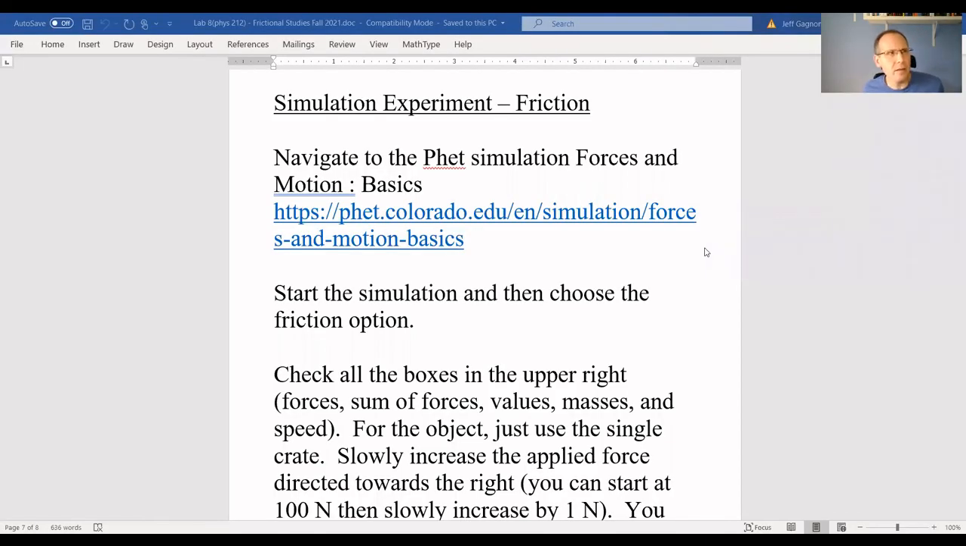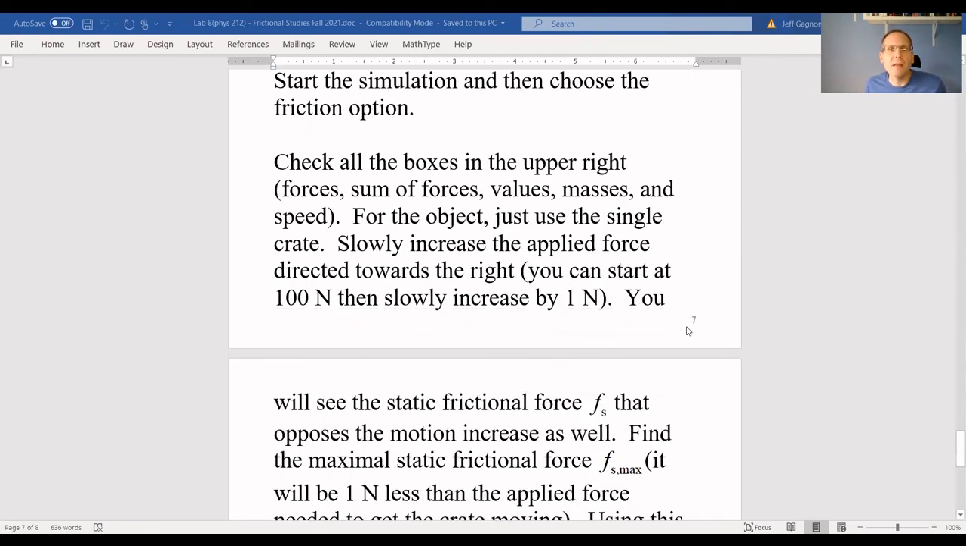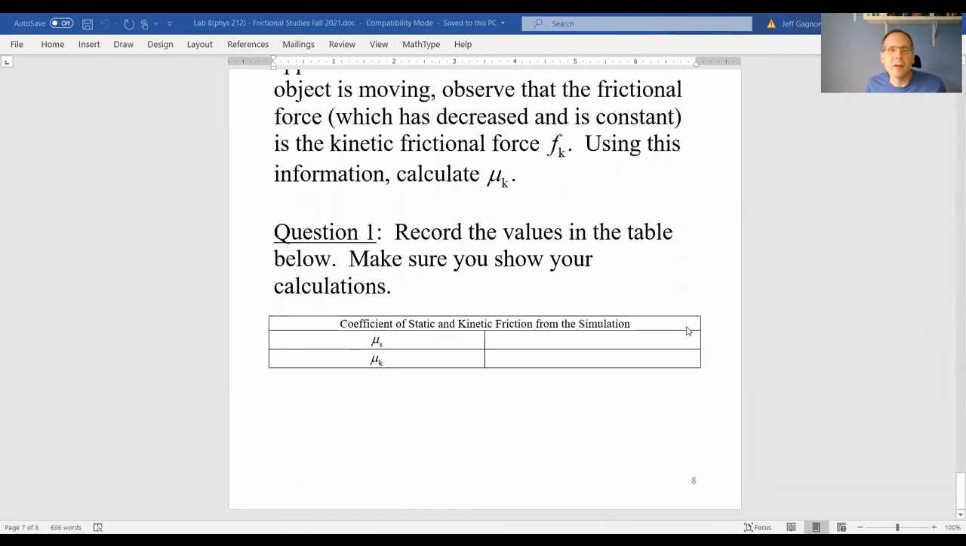Okay, and then as I just described in that video clip, the last part, again, it was an older video, so I want to make sure that there's no confusion here. It's the same exact experiment with that simulation from the PhET group. And all you have to do is fill in the two values for mu s and mu k in this table. And then make sure you show me those calculations. Okay, so I'm calling it question 1 because this is not in the lab manual.